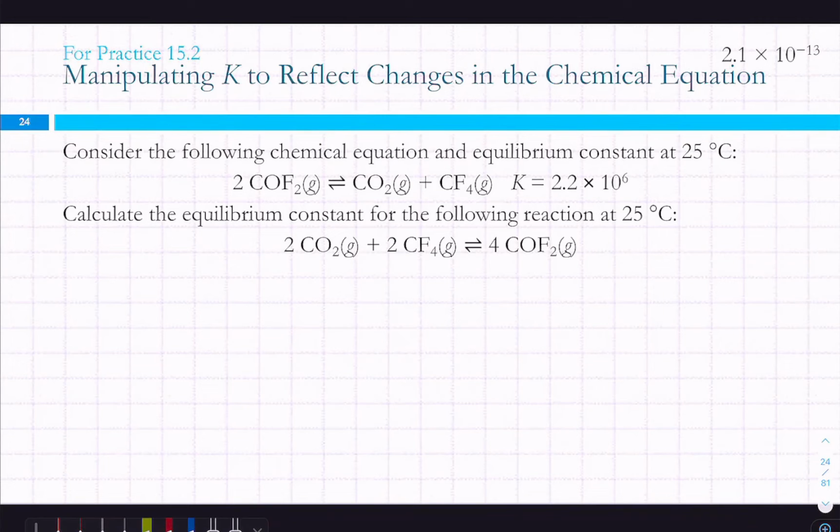All right, so consider the following chemical equation and its equilibrium constant at 25 degrees C, and calculate the equilibrium constant for the following reaction at 25 degrees C. It should take a couple minutes. Start working on that one.